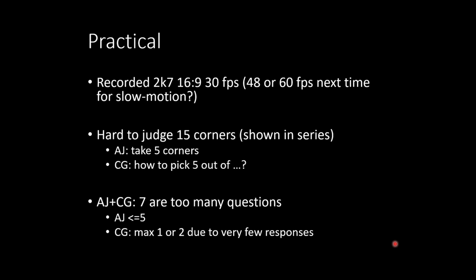Now, the general observation that I have, but also the guys who did look at it and give some response: looking at 15 corners in sequence or in a series, it's very hard to compare them. That's at least what everybody figured out. And AJ came up with the idea, let's take 5. The question that I have then as editor is, how do I pick 5 out of, in this case, 15, but maybe next time it's 12 or whatever? So how do you pick out those 5?